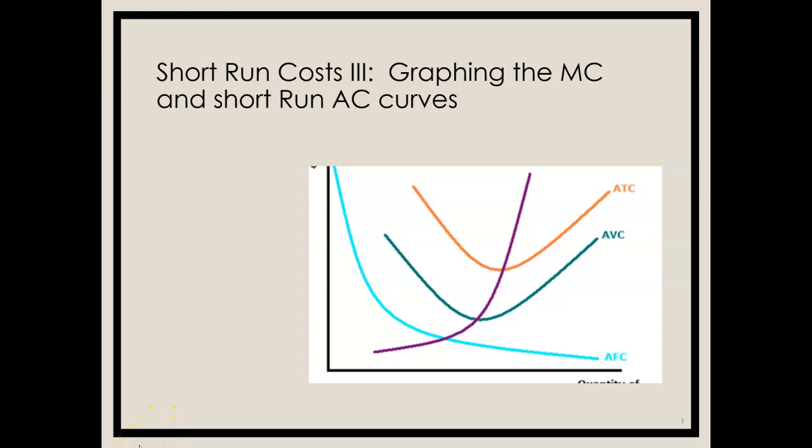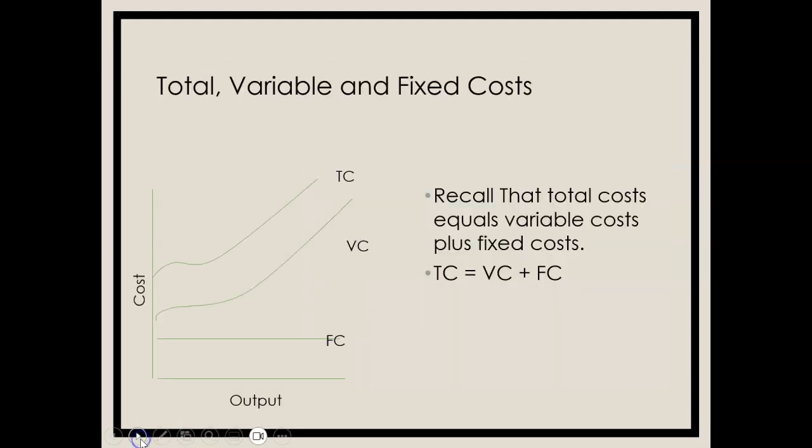Here's our final lecture on short-run costs, graphing the marginal cost and short-run average cost curves. Okay, well actually I'm going to start with total costs. Remember that total cost equals variable cost and fixed cost. And I'm going to briefly go over what all the graphs look like, just to pull everything together that we've been talking about in this lecture. And by the way, you are required to know how to draw these diagrams on the exam.